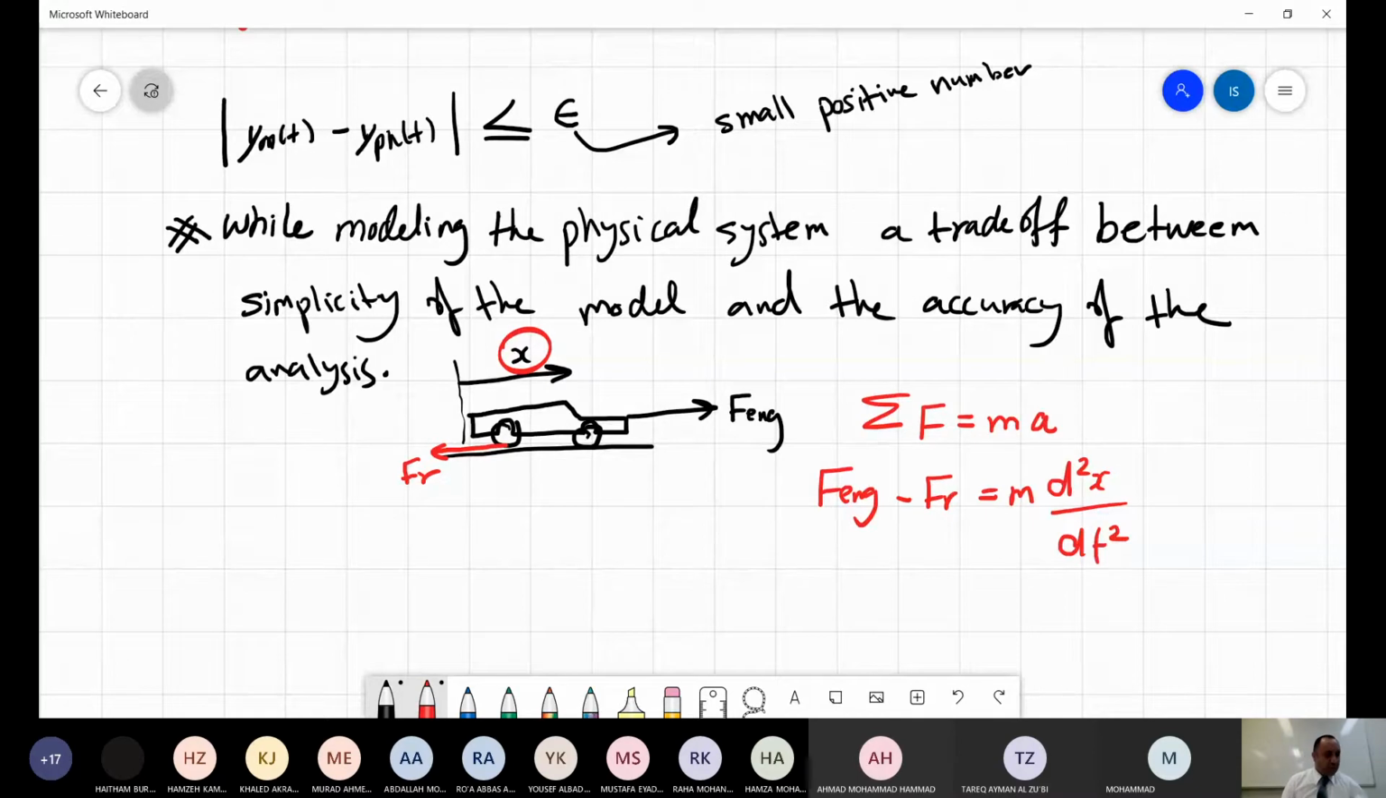I didn't understand that. Correct? Now, this model actually is very simple.